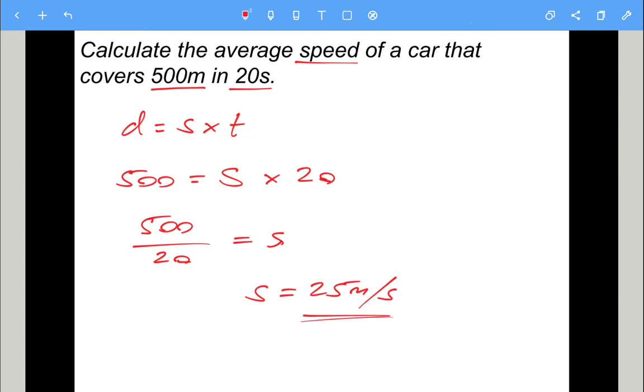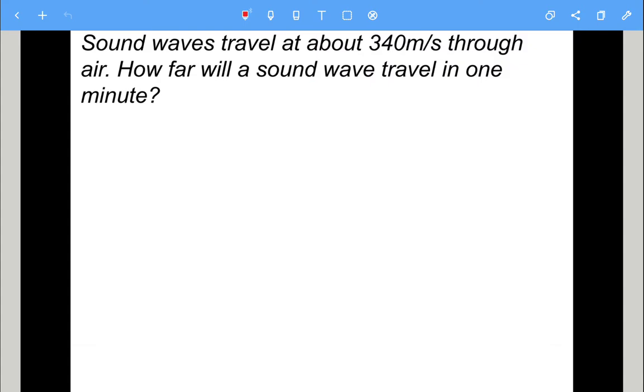Let's move on to the next one. Right, if you want to have a go at this one, pause and have a go. So sound waves travel at about 340 meters per second through air. How far will the sound wave travel in 1 minute?